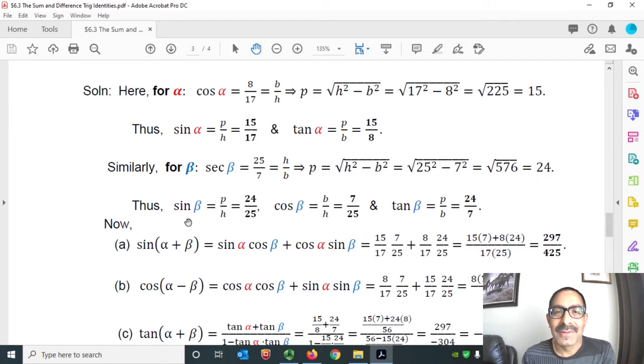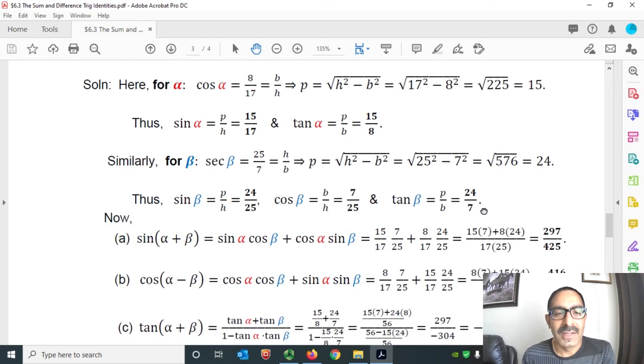So now sine beta is the ratio of perpendicular over hypotenuse. So here p is 24 over h is 25. So sine beta is 24 over 25. Similarly, cosine beta is just the reciprocal of secant beta, so 7 over 25. And tangent beta is the perpendicular over base. Perpendicular is 24 over base is 7. So I hope those values make sense to you all.